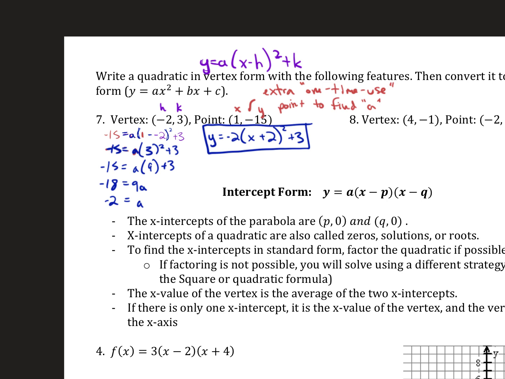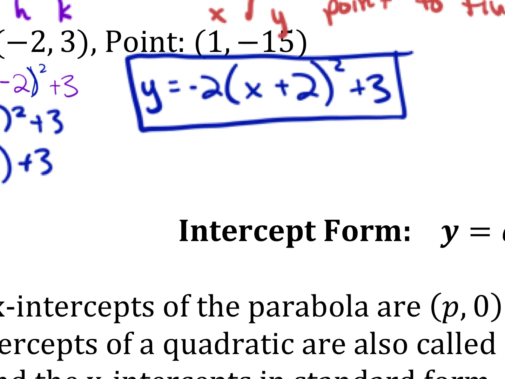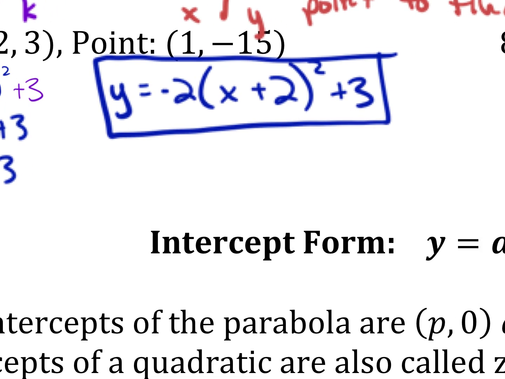And then they also asked you to put it into standard form. See if you can do that on your own. Get it into standard form. We'll pause the video. There's your first step if you're stumped. When you square something, you are multiplying it by a copy of itself. So x plus 2 times another x plus 2.